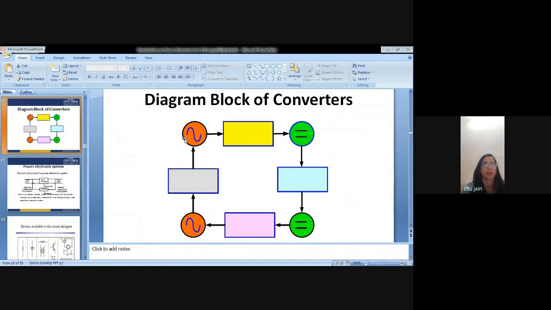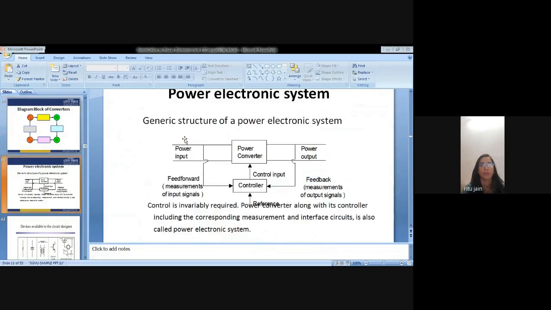Next is your power electronics system. So basically, we have studied different kinds of power electronics components, the history of power electronic devices, and the basic concept of the diode. Okay, so what is a power electronic system?